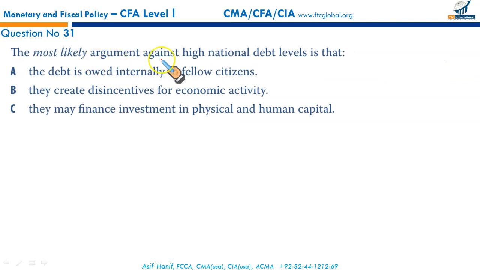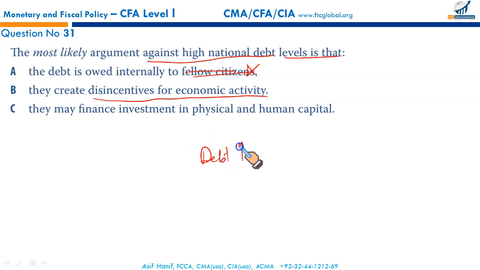The most likely argument against high national debt level is that the debt is owed internally to fellow citizens. Incorrect. National debt could include international debt or debt from the local banks, not only fellow citizens. So incorrect. They create disincentive for economic activity. Yes, this is true, because if the debt level is high, there will be more taxes in the future so that the debt could be serviced, and this would lead to disincentive to economic activity. This is the correct option.